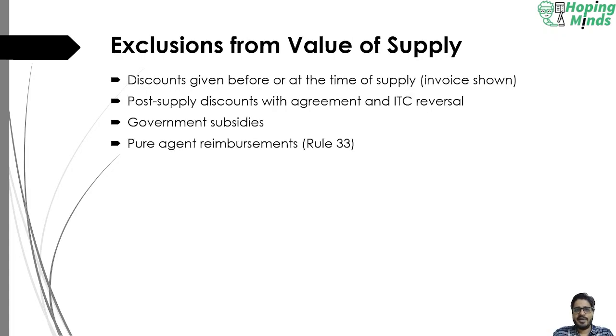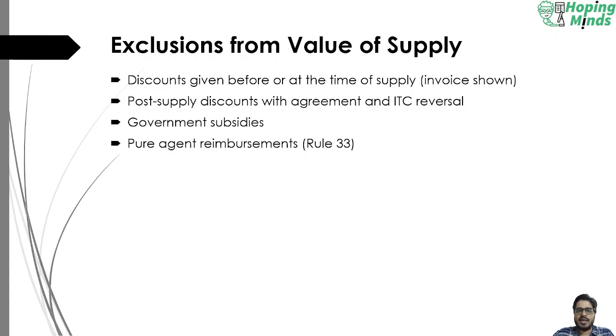So moving ahead, we have exclusions from the value of supply. Exclusions are dealt with in Section 15 subsection 3 of the CGST Act. Discounts are allowed if given before or at the time of supply and recorded in the invoice, or if given after supply based on a pre-supply agreement or linked to relevant invoices, and the recipient reverses the input tax credit on such discounts. For example, an invoice for rupees 80,000 shows a 20% discount that comes to rupees 16,000. So the GST value is rupees 64,000.